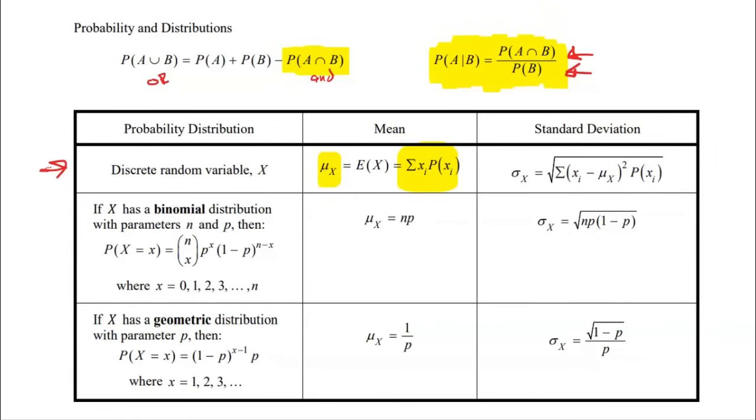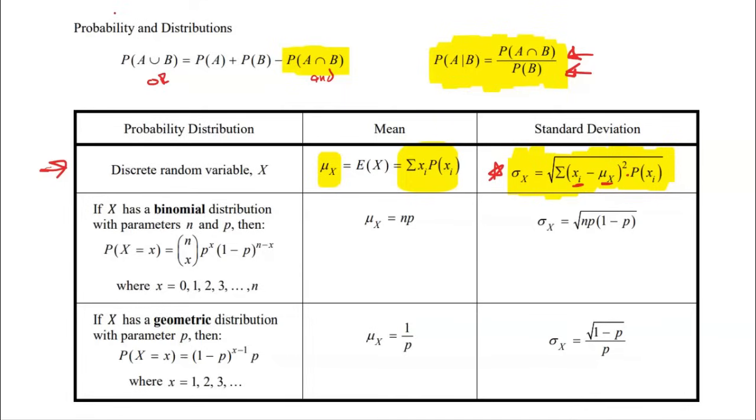Then we have the formula for the standard deviation of a discrete random variable. Slightly more complicated formula, but you take each outcome minus its mean, so you would have to find the mean first, square that result, times it by its probability, and then do that for every single outcome, add them all together, and take a giant square root. Now, it's a great formula, but to be honest, you should never actually have to use this formula on the AP Stats exam because your calculator can find the mean and the standard deviation of a discrete random variable for you if you know how to do it.